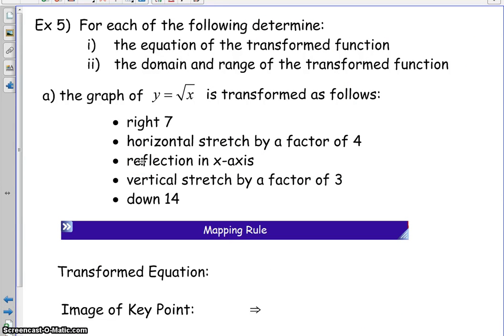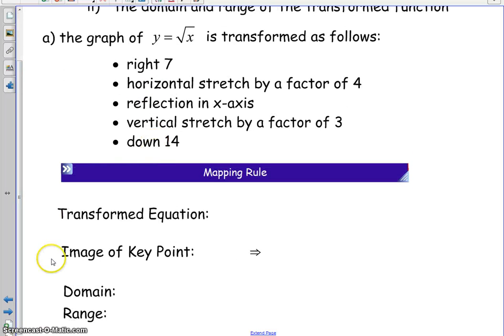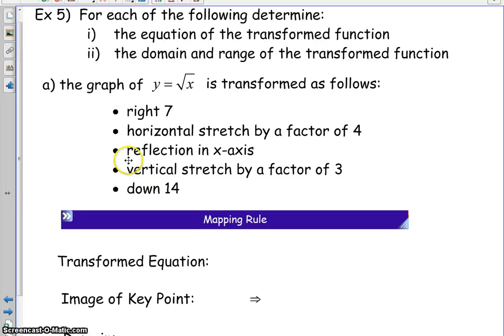Okay, a couple of other questions here. So same idea here. We're going to look at some transformed versions of some parent functions, and we're going to try and find the equation and the domain and range. Alright, so in this particular case here, I'm giving you the transformations. We're going to need to use those to create the mapping rule.